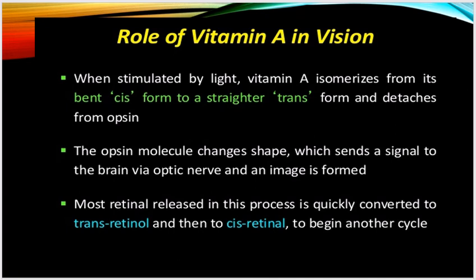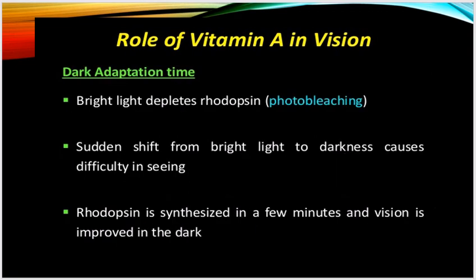When stimulated by the light, vitamin A isomerizes from its bent cis form to a straight form, known as the trans form, and detaches from the opsin. This opsin molecule changes in shape, which sends signals to the brain via the optic nerve, and an image is formed. The all-trans retinal released in this process is quickly converted into trans-retinol and then into cis-retinol to begin another cycle.